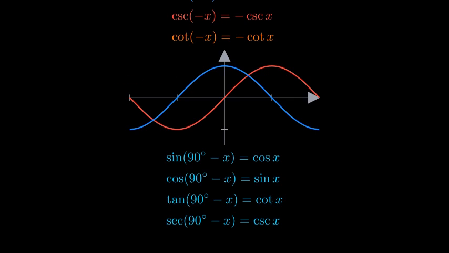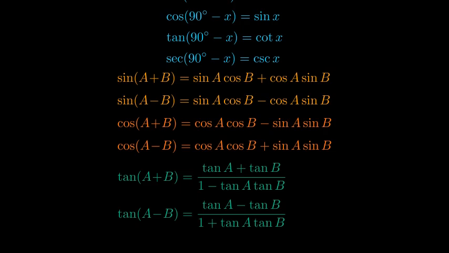Sum and difference formulas. Sine of a plus b equals sine a cosine b plus cosine a sine b. Sine of a minus b equals sine a cosine b minus cosine a sine b. Cosine of a plus b equals cosine a cosine b minus sine a sine b. Cosine of a minus b equals cosine a cosine b plus sine a sine b.